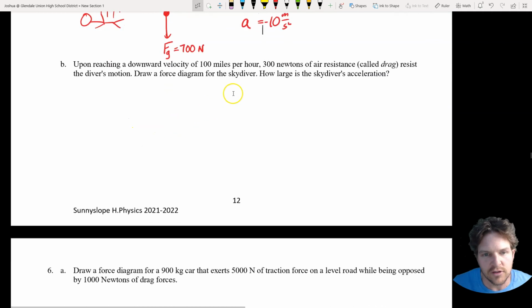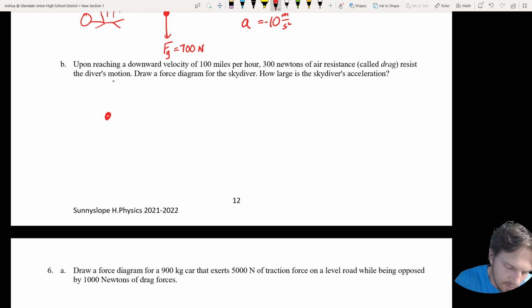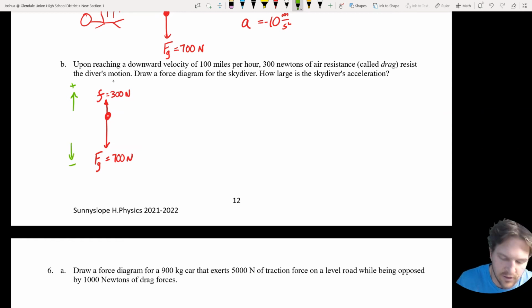Upon reaching a downward velocity of 100 miles per hour, 300 newtons of air resistance resists the skydiver's motion. Draw a force diagram. So what did we say? Now they have that same exact force of gravity, 700 newtons. But now there's this upward air resistance force. We could probably call that drag or friction. And it's 300 newtons. And just like normal, anything going up is positive, anything going down is negative.